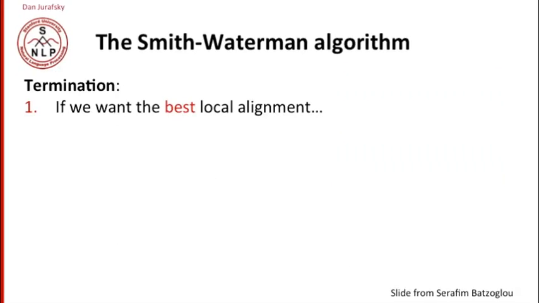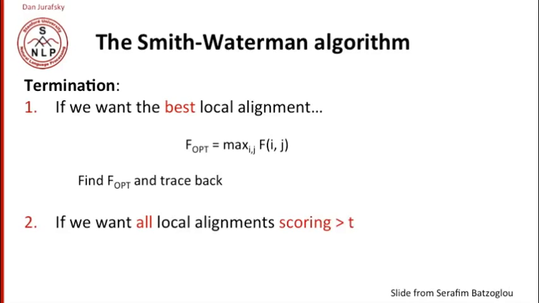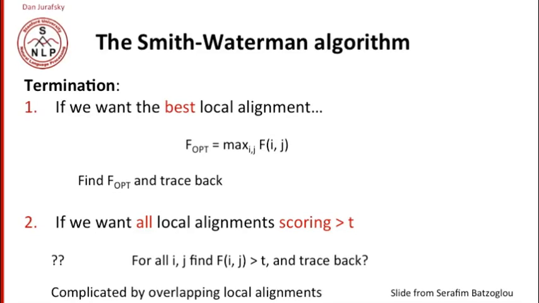The termination condition of the Smith-Waterman algorithm depends on what we're looking for. If we just want the best local alignment, we'll pick the place that's maximum in the entire array, and we'll trace back from there. If we want all the local alignments that score greater than some threshold t, then maybe we'll find all the places that are greater than t and trace back all of them. Now this gets complicated by the fact that there can be overlapping local alignments. So we might have 2 alignments like this, and it might be that they actually overlap tracing back. So there can be some complications here. But if you want the best local alignment, that's actually much easier.